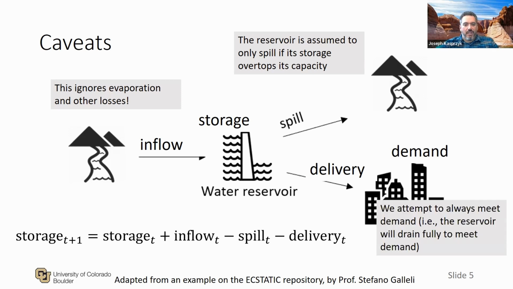And finally, we have another rule that has to do with what goes on with demand. Okay, and so the idea here is that we are going to always attempt to meet the demand. So in other words, if you have enough water in the reservoir, you meet the demand fully. Let's say that there's less water in the reservoir than there is demand, then you're going to drain the water and basically make the delivery as close to the demand as possible.